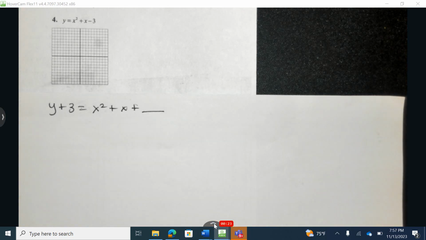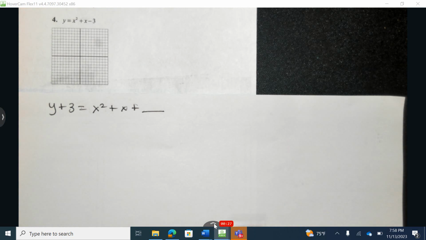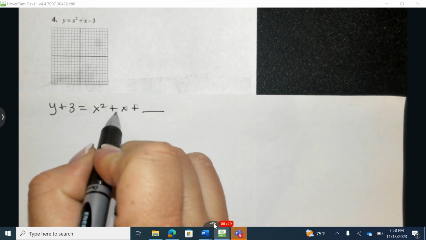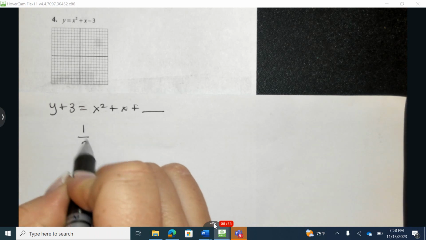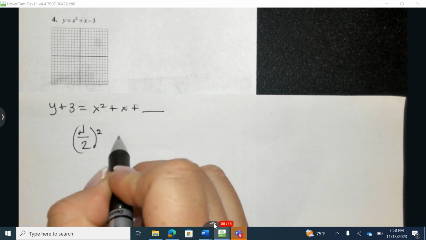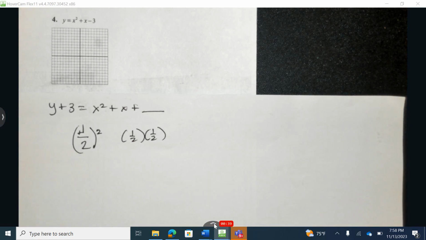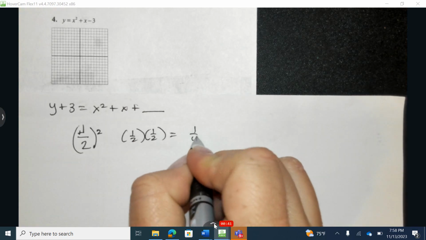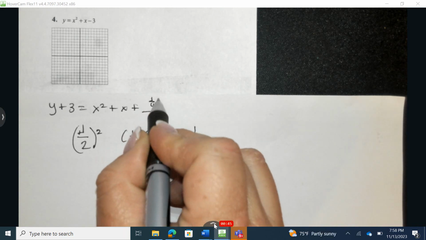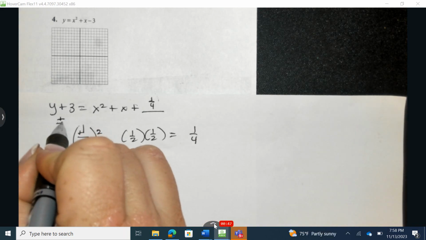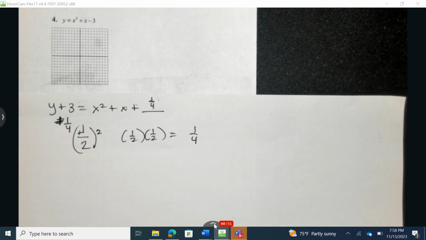plus this missing value. Now the great thing here is that the leading coefficient is 1. I don't need to factor anything out. The tough thing is when you take this b value, which is a hidden 1, and divide it by 2 and then square it, well, 1 over 2 times 1 over 2, because that's what 1/2 squared means, would give you 1 over 4. So 1 over 4 goes into this position. I added 1/4 to the right. I must add 1/4, sorry, it's a plus sign. I must add 1/4 to the left.